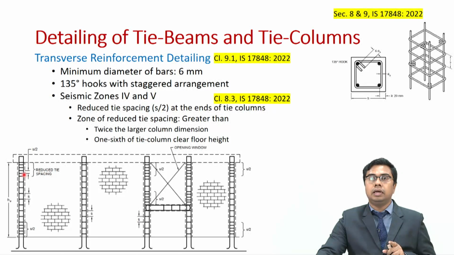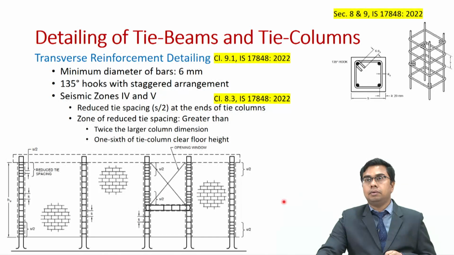Why do we reduce it? It is very similar to the case of a special confining reinforcement, which we have studied in case of reinforced concrete buildings, probably in weeks 5 and 6. Now, the zone of reduced tie spacing shall have a length which is more than twice the larger column dimension and 1/6 of tie column clear floor height. So, that has to be the minimum length of the zone where you need to provide reduced tie spacing.